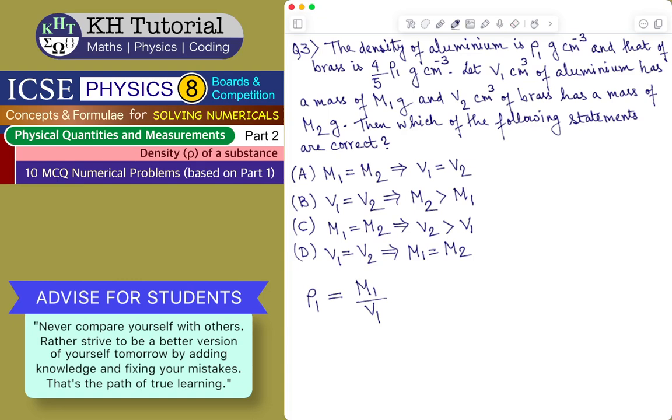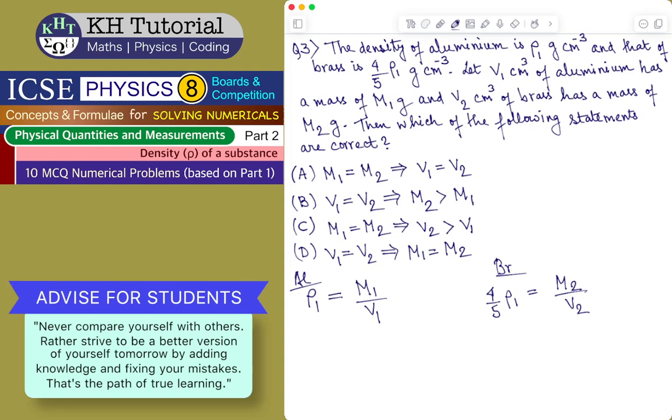Similarly, this is for aluminium. For brass, we have the density of the brass given to be 4 by 5 rho 1. This should be equal to the mass, m2 gram of the brass, having a volume of V2. So we must have m2 divided by V2. So these are the two relations we are getting from the given data. From here we have to answer the question.